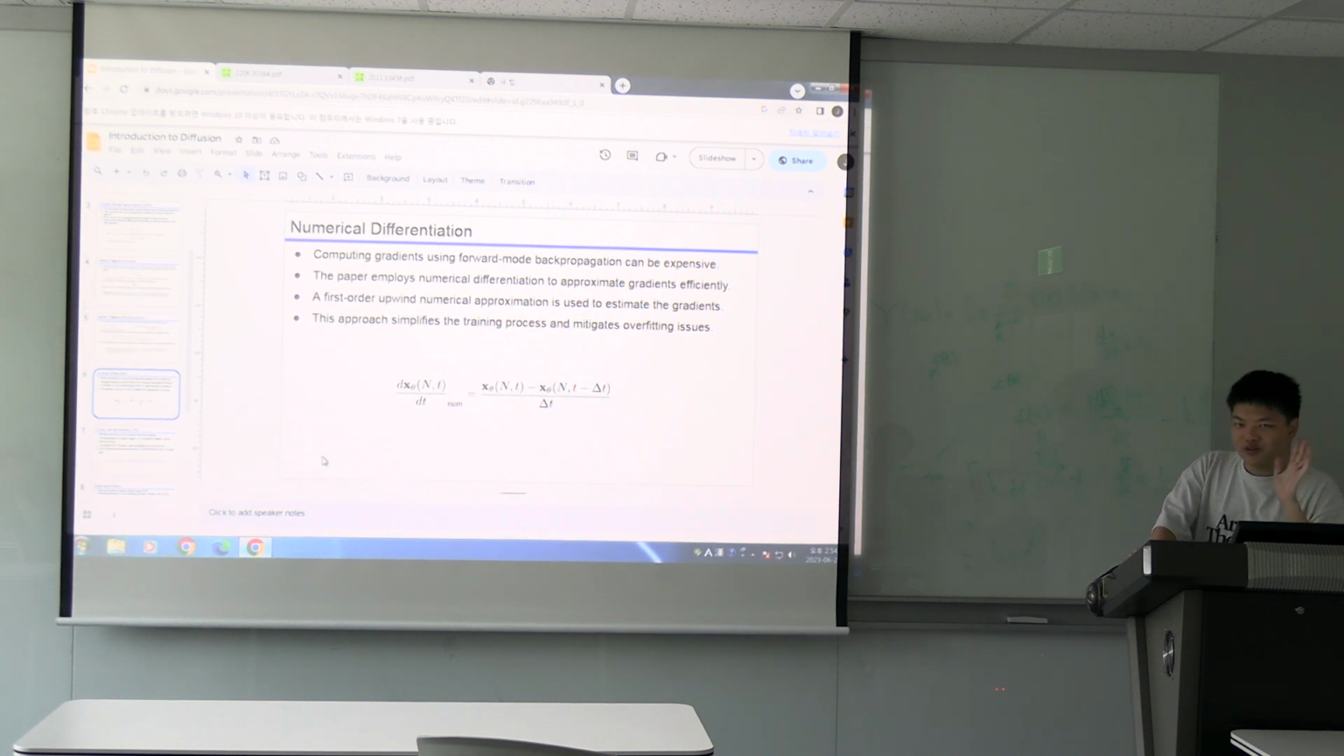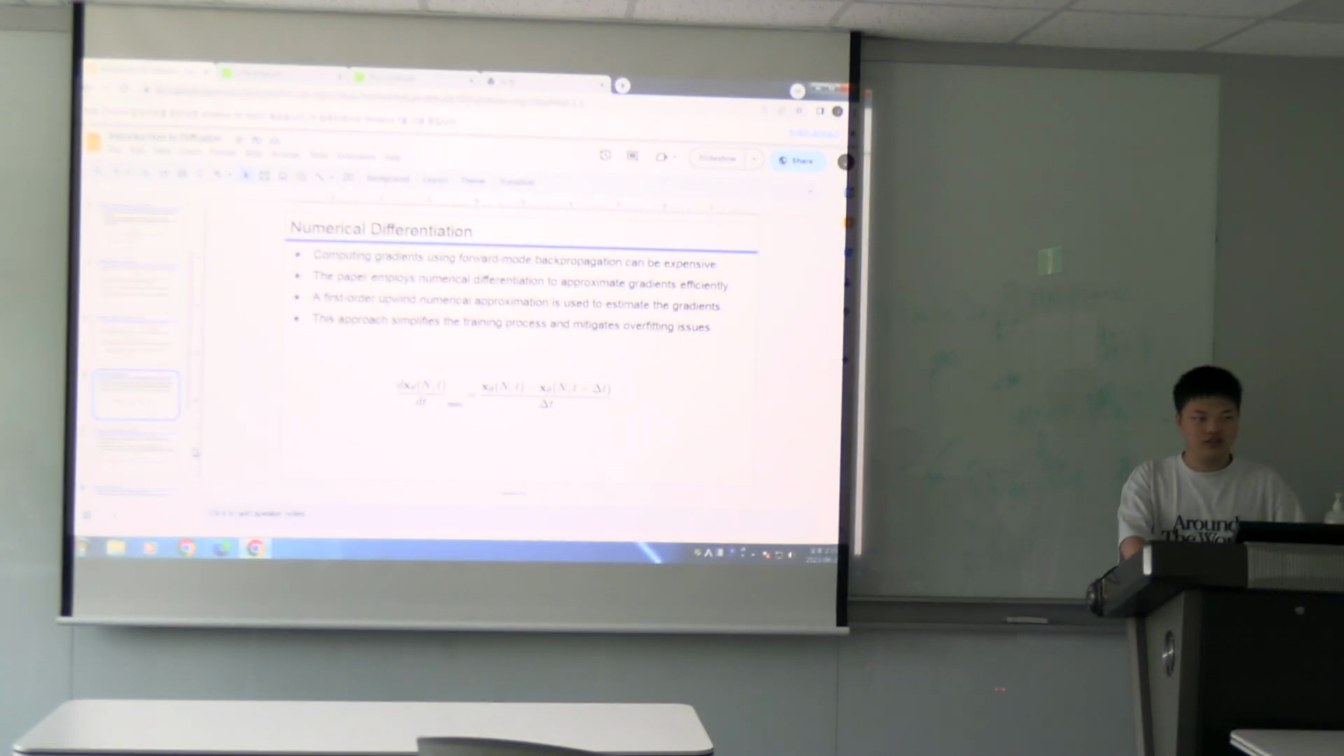Anyways, we approximate it with numerical differentiation for ease, because forward mode is not always available on all packages. This is just a simpler way to do it. And also the error introduced is bounded. Yeah, we proved that it's bounded, so it's not uncontrolled. There's a bound to this error. So dx over dt, we replace with numerical differentiation.